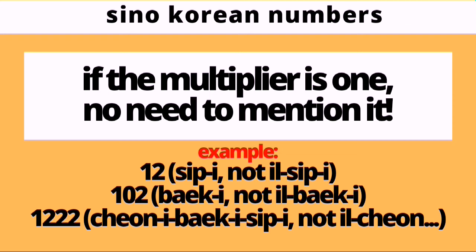Next is 102. This is just pronounced as bek i and not il bek i. Last example is 1,222. This is pronounced as chon i bek i ship i and not il chon i bek i ship i. Again, if the multiplier is 1, there's no need to mention it.